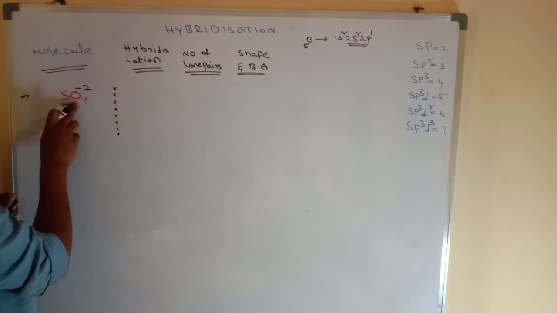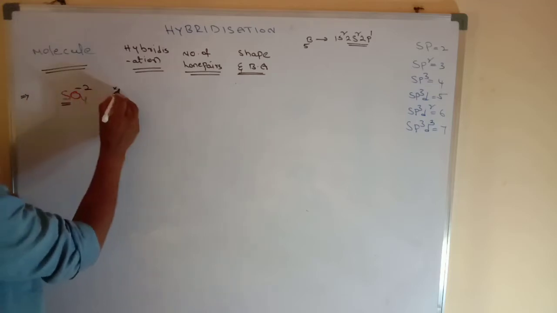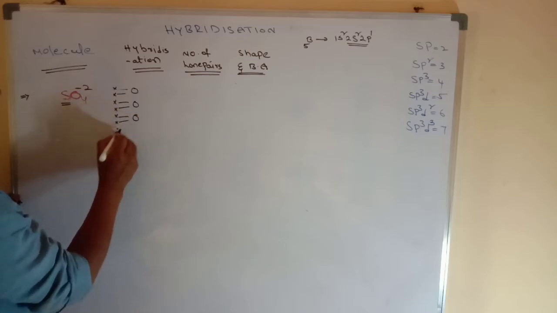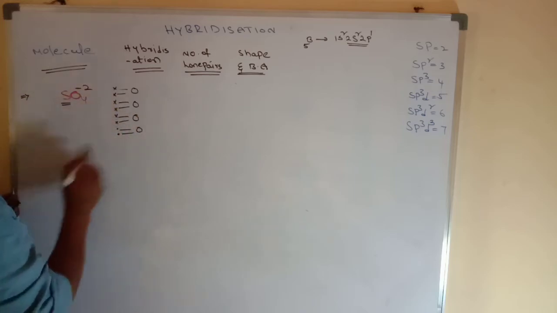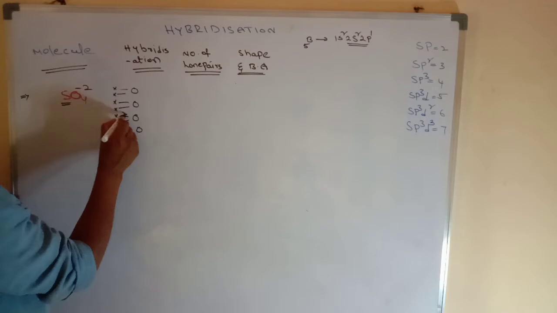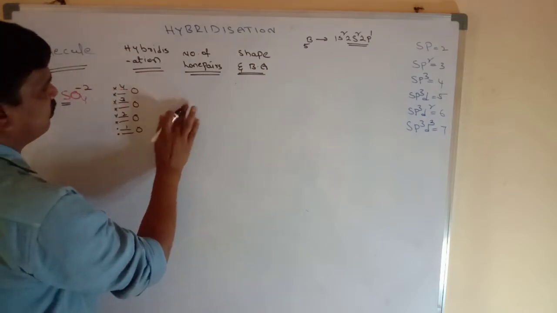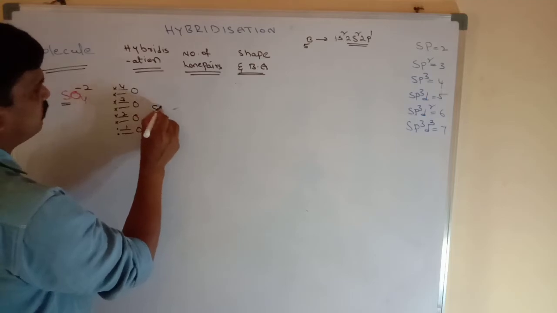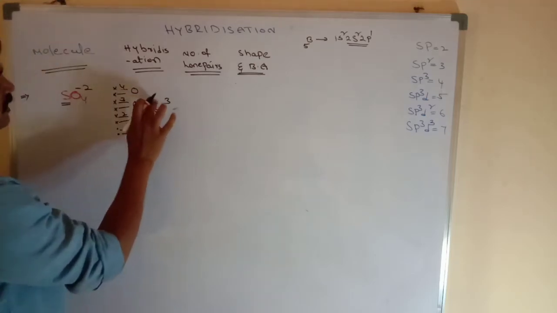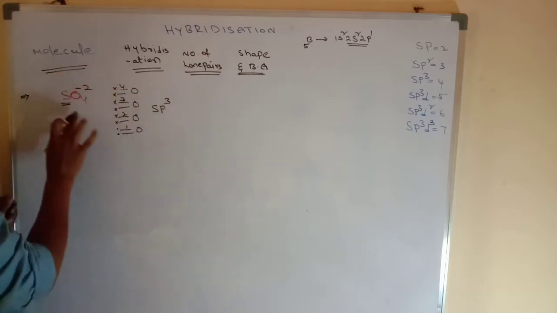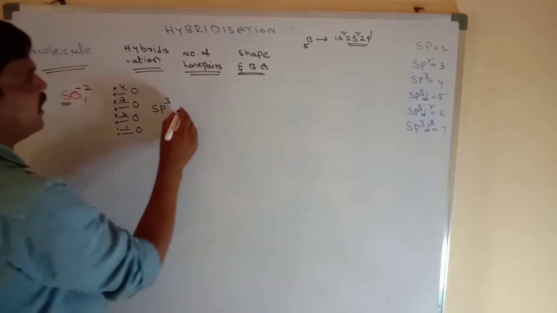Sulfur and oxygen always bond with a double bond. How many oxygens are there? 4 oxygens are there, so I am using 2 dots for each oxygen. Now give numbering 1, 2, 3, 4. 4 means sum of powers equal to 4. Which hybridization has 3 plus 1, 4? sp3 hybridization has power 4. So SO4 2- belongs to sp3.